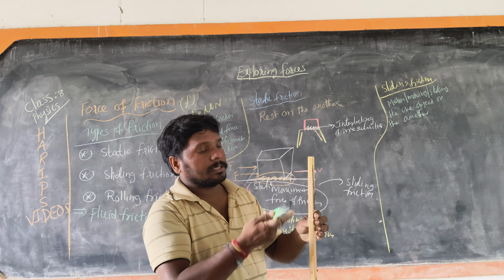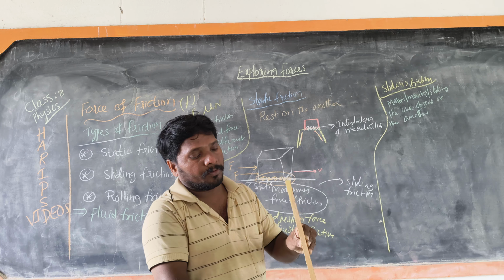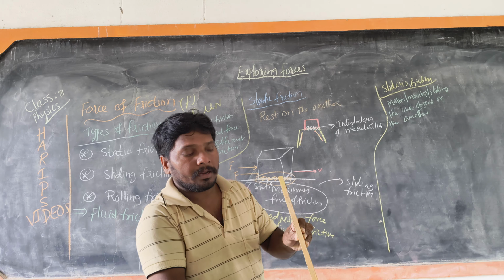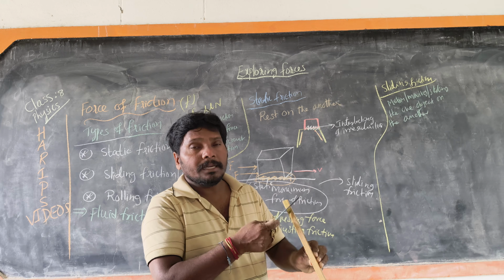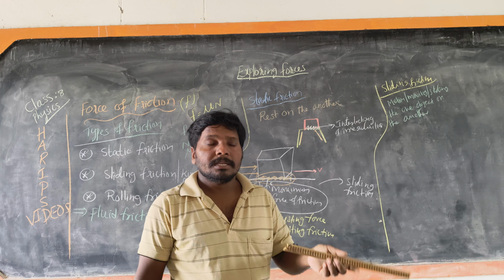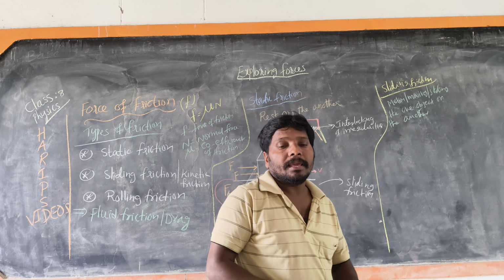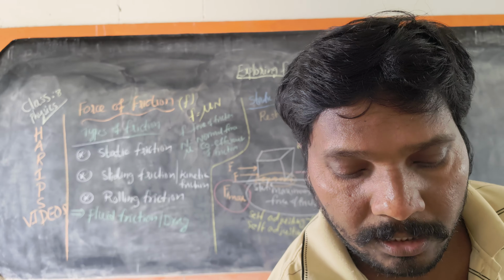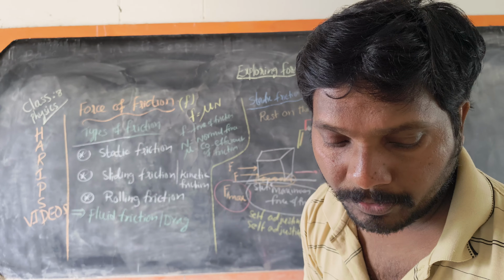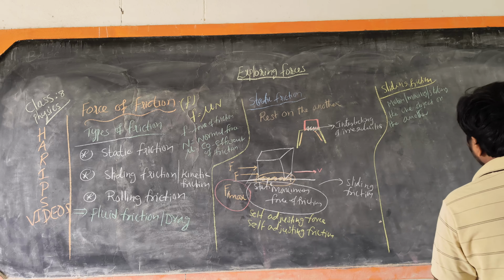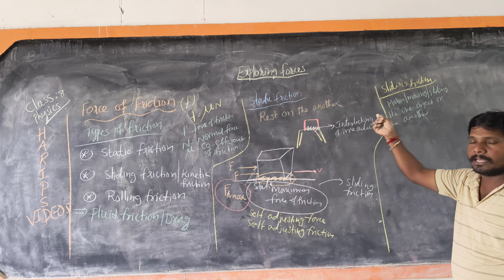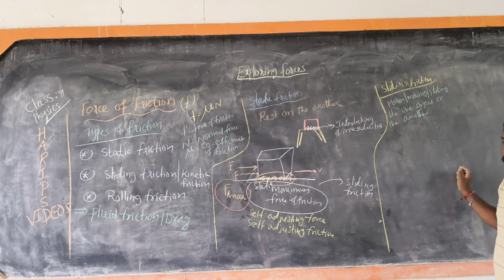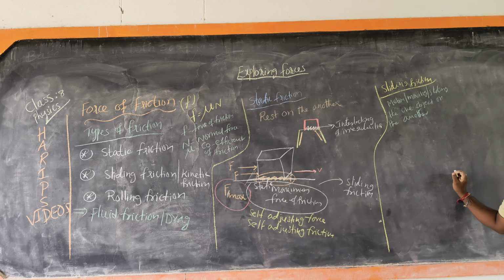This is one surface of the body. If one body is moving or sliding on the other, then between these two surfaces some force of friction exists, even though interlocking takes place. Such kind of friction is called sliding friction or kinetic friction. That force of friction we can call sliding friction.